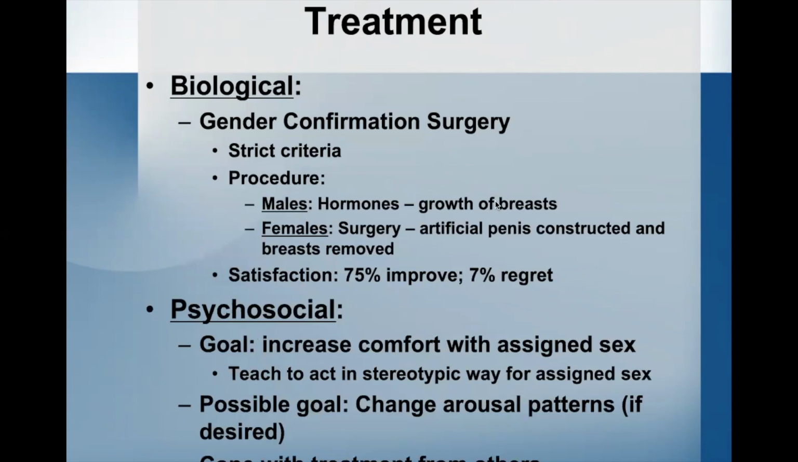And for treatment, there are psychosocial treatment options as well as biological treatment options. The appropriate term for surgeries that address this are gender confirmation surgery. It was formerly called sex reassignment surgery, but gender confirmation is the appropriate term at this point. Approximately 1 in 30,000 males and 1 in 100,000 females seek these operations.